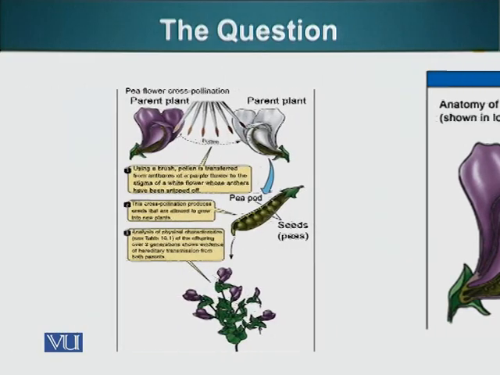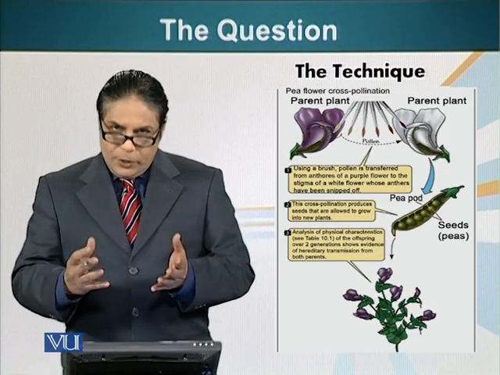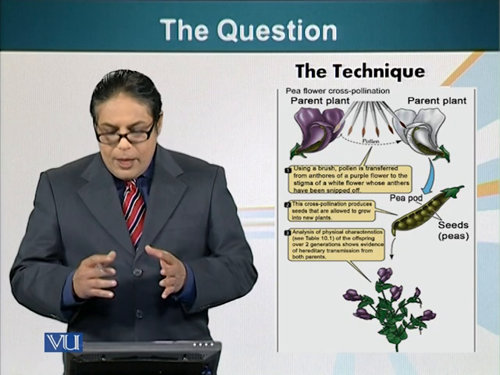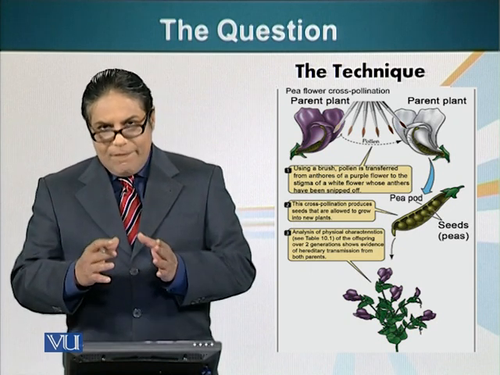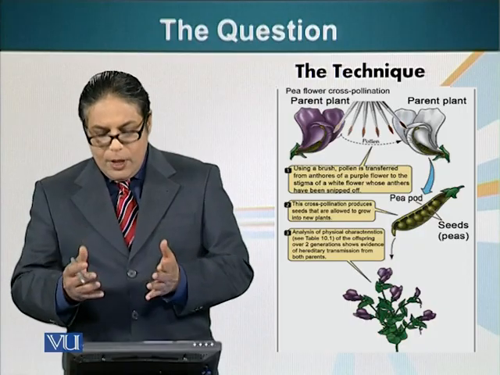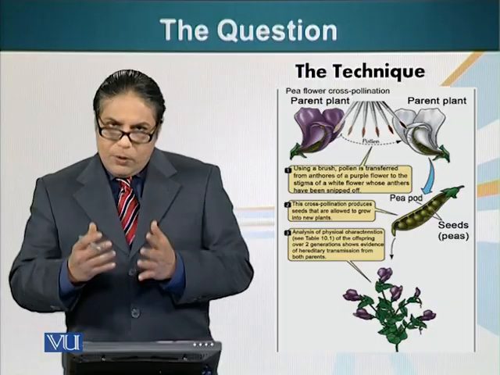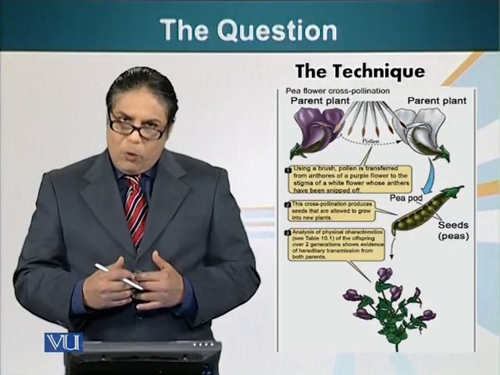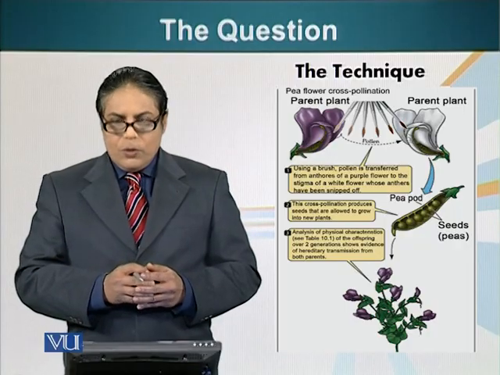So Mendel used these plants. It was easy to grow them, as I mentioned. These plants can also be controlled in such a way that if Mendel wanted, he could remove the male or the female sex organs, or he could self-pollinate the plant itself.